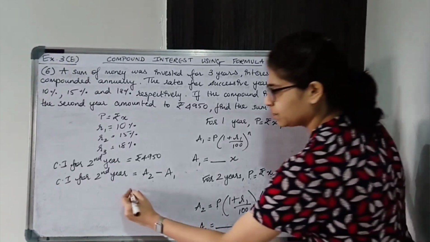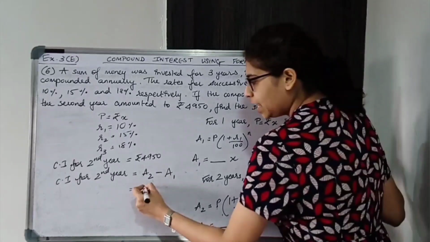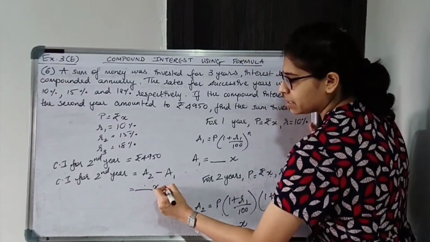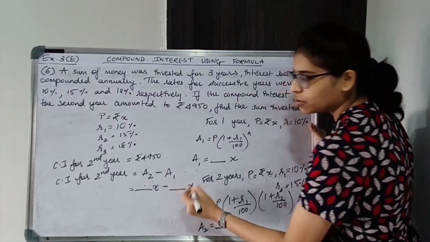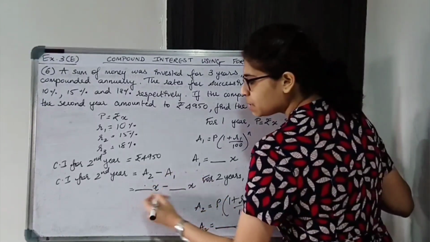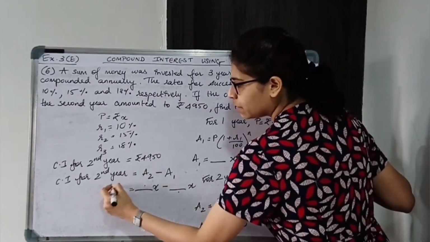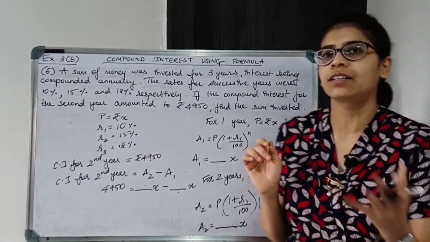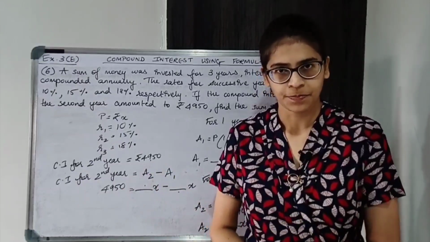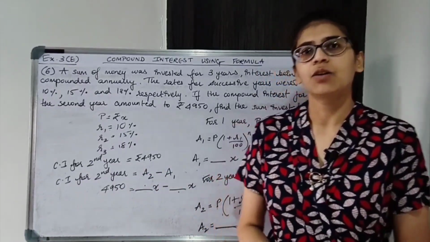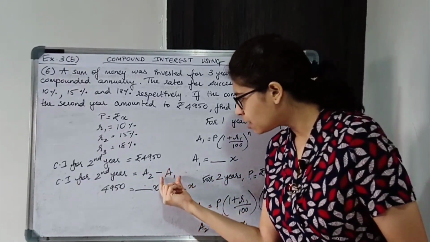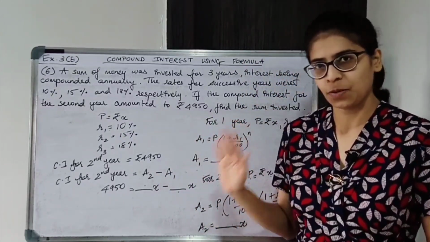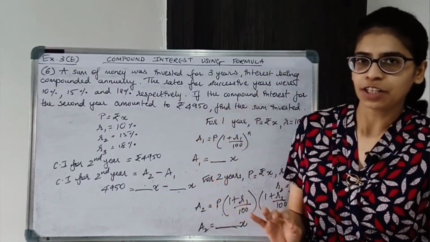So A2 will be something in terms of X minus A1 will be something in terms of X. This minus this is equal to 4950. Solve this and you will get the value of X, that is the original sum of money. So it's very easy. The only important part is principal kaun sa hoga. So that is the only important part that you need to focus on.